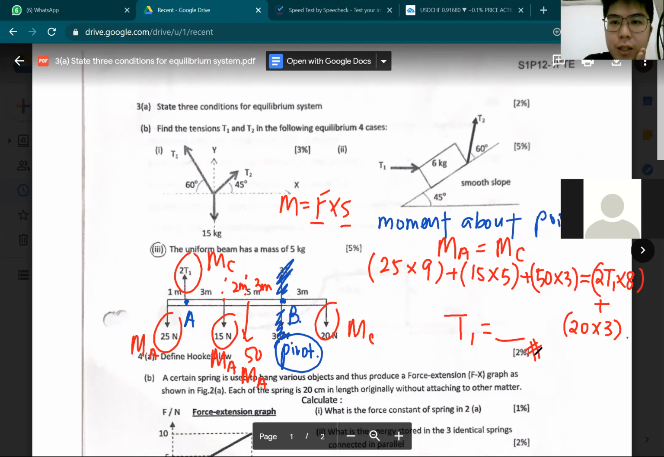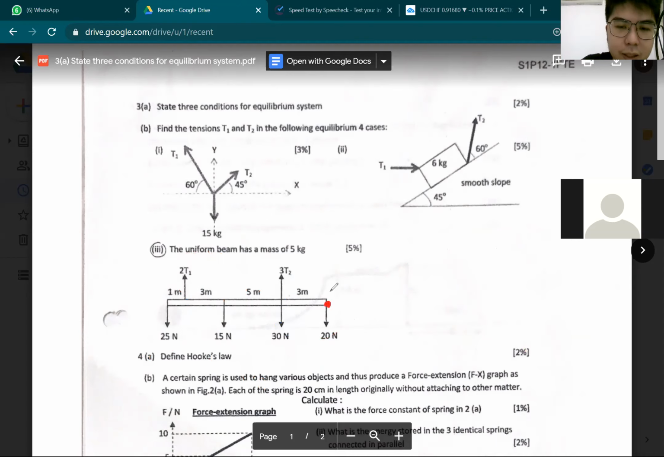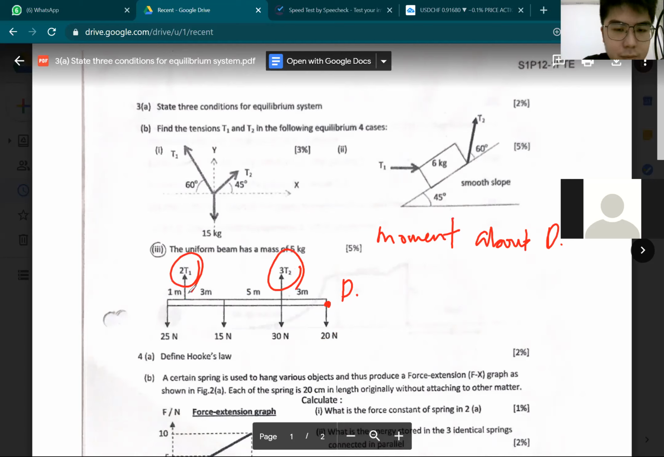Of course, you don't go and choose, like here, point D. Let's say this is point D, okay? Moment about point D. If you choose moment about point D, what happens is you will get 2 unknowns because you have 3T2 and then you have 2T1. How are you going to find it? Right. So to make your life easier, you pick the point where you can cancel out the unknown, either here, B, or here, A. Of course you can choose D, you just have to do a longer step. You can choose any point as long as the system is balanced.